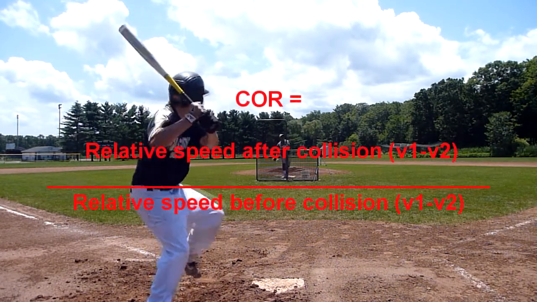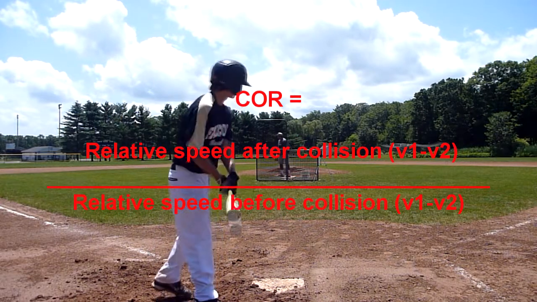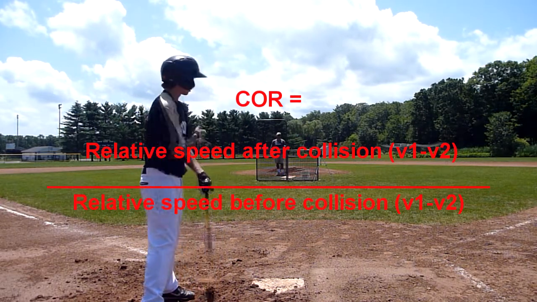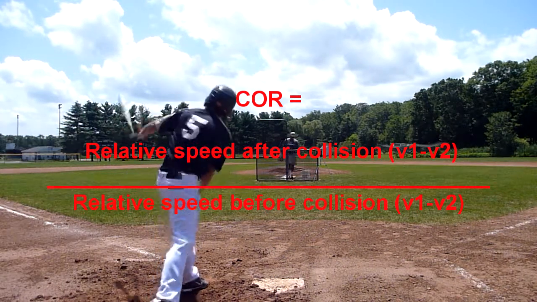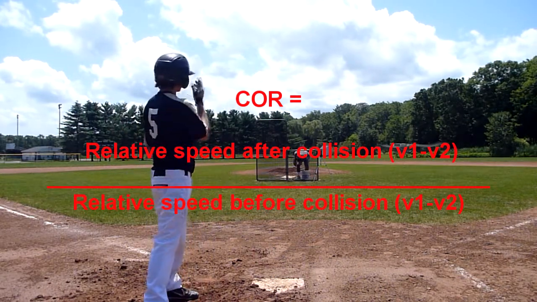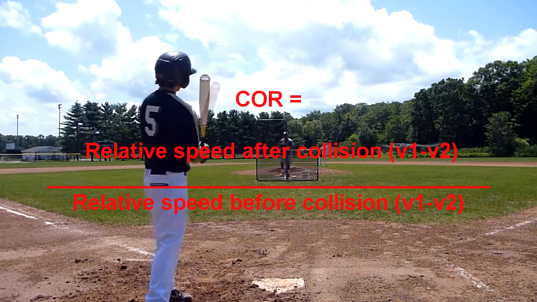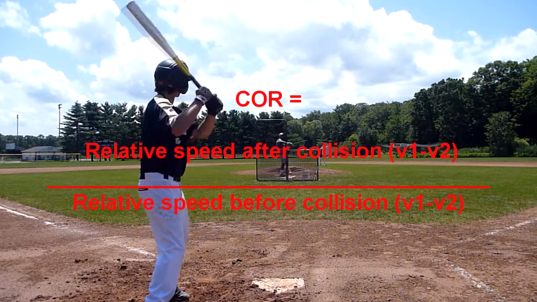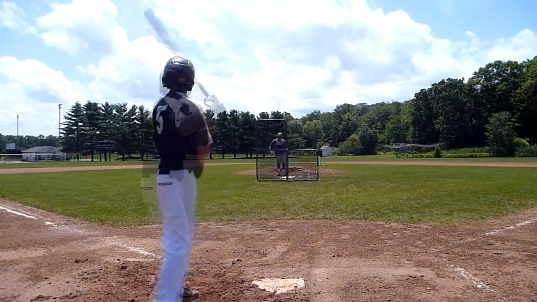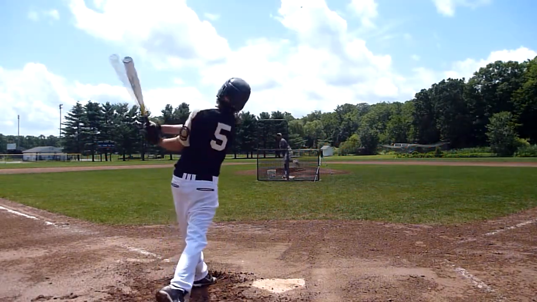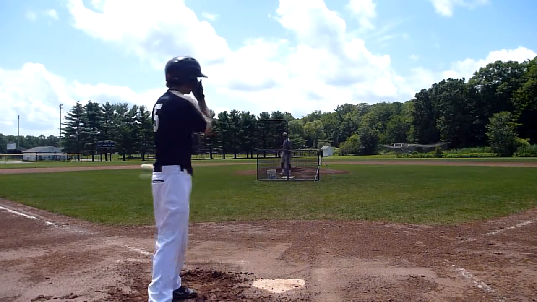The coefficient of restitution, or COR, is the ratio of the velocity of a ball rebounding from a hard, immovable surface. It can be calculated by dividing the velocity of the ball minus the velocity of the bat after the collision by the velocity of the ball minus the velocity of the bat before the collision. Therefore, the smaller the COR, or coefficient of restitution, the softer the ball comes off the bat.